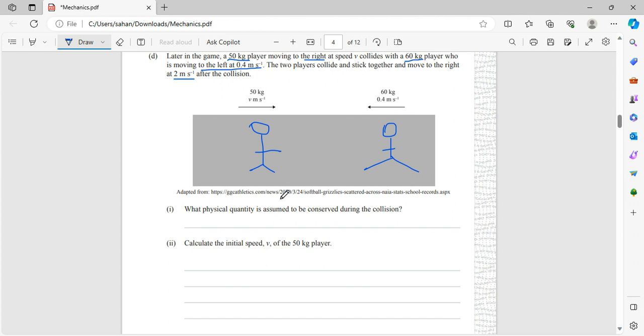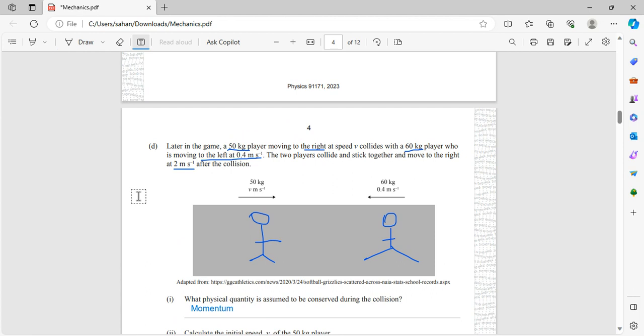So what physical quantity is assumed to be conserved during the collision? Okay, well that's simple. That's gonna be momentum. This type of question is always momentum. And also it's important to note that this is an inelastic collision, which means that the kinetic energy is not conserved. As you can see, the energy is being transferred into other things when they crash. It's not conserved. So that's why it's momentum, otherwise it would also be energy here.